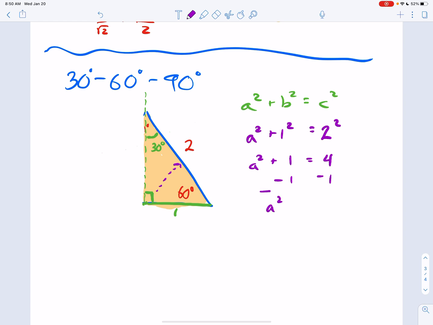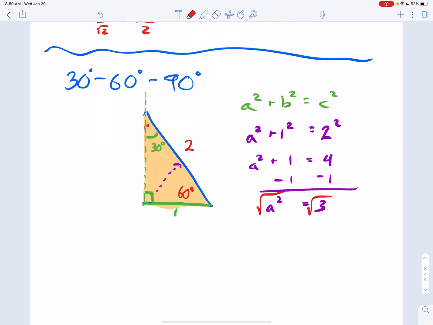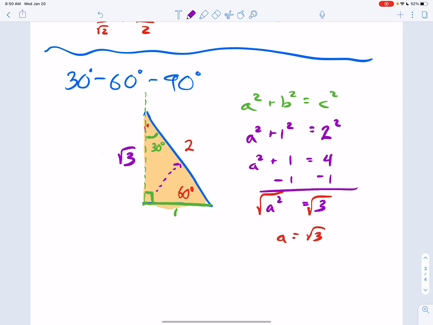So a squared is equal to 3. And now that I've isolated the square, I can square root both sides. And a comes out to the square root of 3. Okay? So the square root of 3 is on this side. So here's your 30, 60, 90 triangle. No matter how large or small your 30, 60, 90 triangle is, there is a relationship.